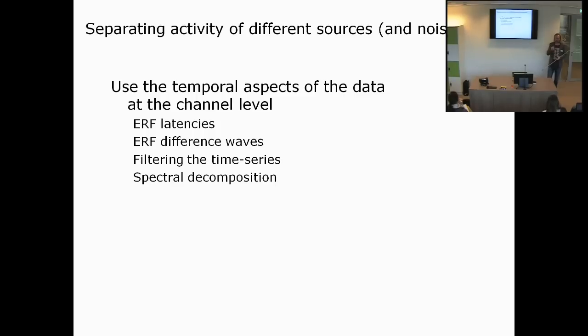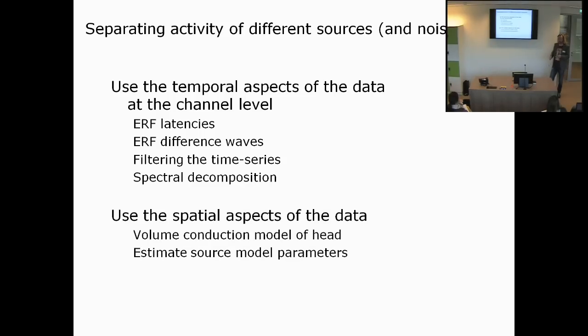So we are interested in a specific type of signals. So what we do is we use temporal aspects of the data at the channel level to try to suppress noise and to capitalize on signal. So we use event-related field latencies. We can look at difference waves. Sometimes we can filter the time series, or we can use spectral decomposition.